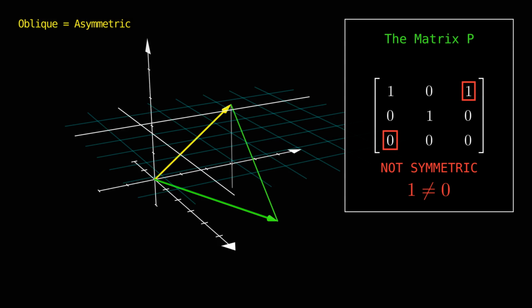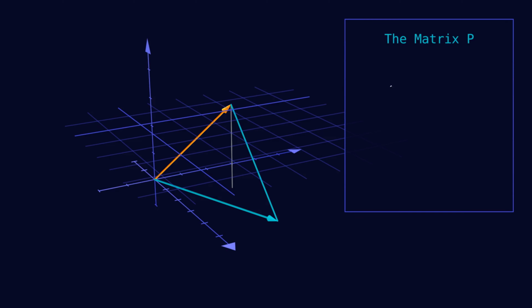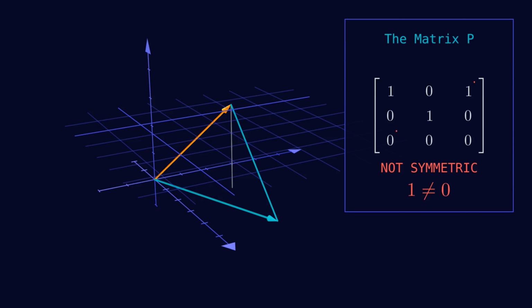Look at the matrix P on the right. If this were an orthogonal projection, the matrix would be symmetric, meaning the numbers across the diagonal would mirror each other perfectly. But here, notice the top right corner is a 1, while the bottom left corner is a 0. They do not match. This mismatch proves the rule. An oblique projection matrix is never symmetric.